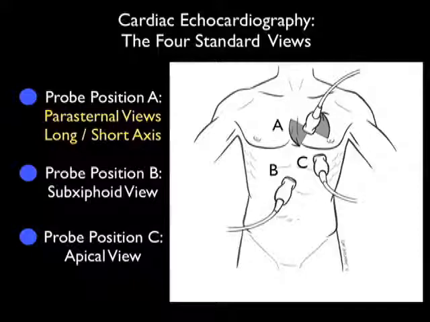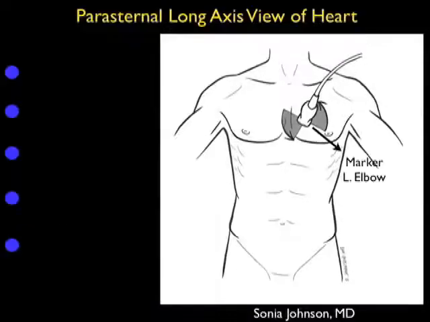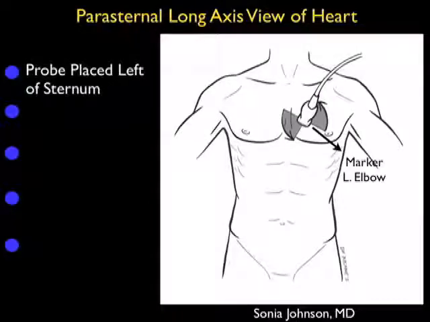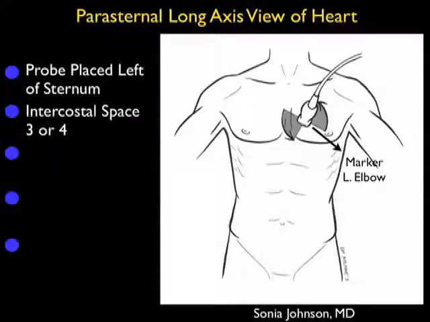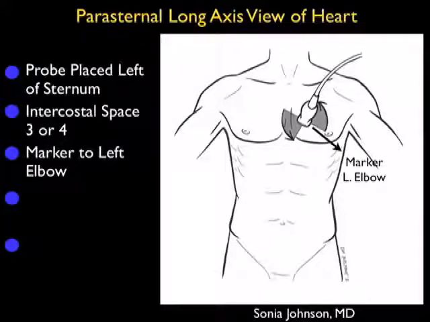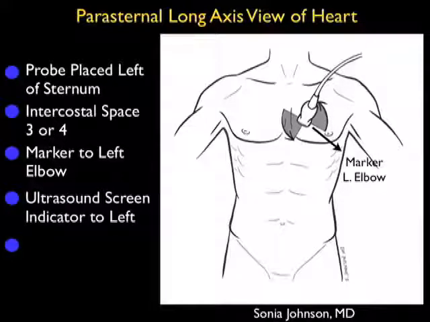This module will specifically focus on the parasternal views, specifically looking at the long axis plane. There's a great deal of information we can get from the parasternal long axis plane, so let's learn how to perform the examination. For this examination, it's optimal to use a small footprint phased array type probe that can easily sit between the ribs. We're going to place the probe just left of the sternum at about intercostal space 3 or 4, with the marker dot on the probe aimed down towards the patient's left elbow if the patient's left elbow is down by the side.